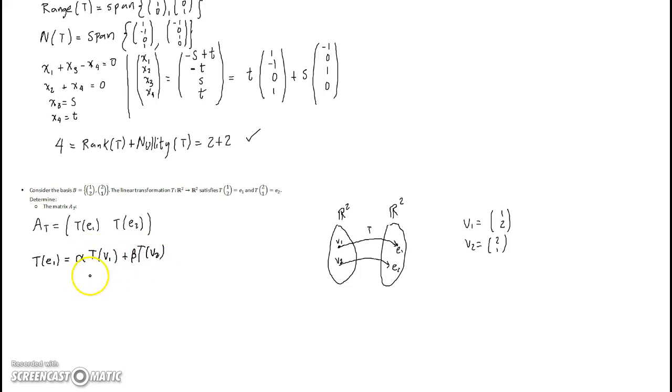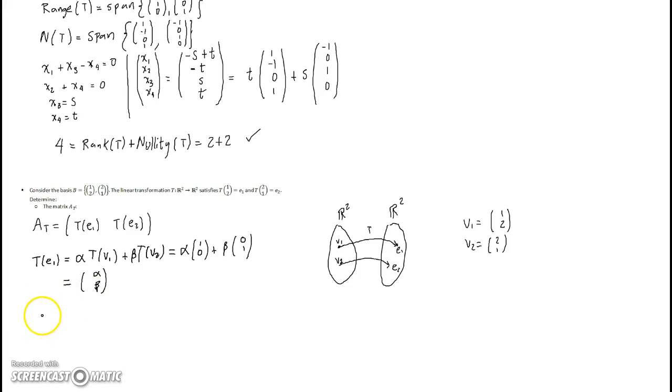Using the linearity of our transformation, we can break it down into this equation. But I told you that T of V1 is E1. So this is just going to be alpha times (1, 0), plus T of V2, which is E2, which is (0, 1). And hence this is going to be just the vector (alpha, beta). So it suffices for me to find the coefficients alpha, beta that I need to write E1 as a linear combination of V1 and V2.